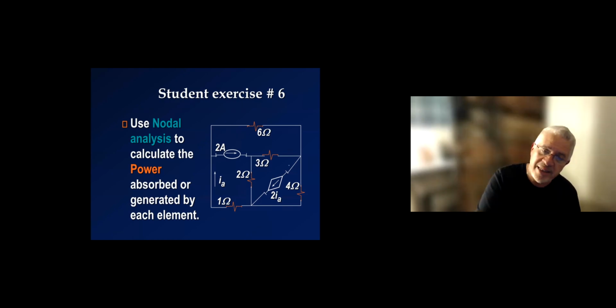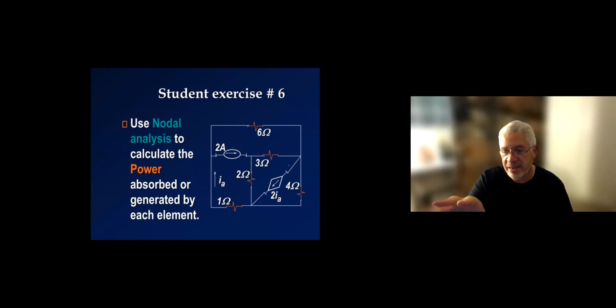So there is an independent current source of 2 amps, and there's a dependent current source of 2IA, and that dependent current source happens to depend on the current IA, which is the current through the 1 ohm resistor. Now the current IA is the current under 1 ohm, so you don't need to put another current on the 1 ohm once we get to the point of putting current on the passive elements. Let's find out what the nodes are.